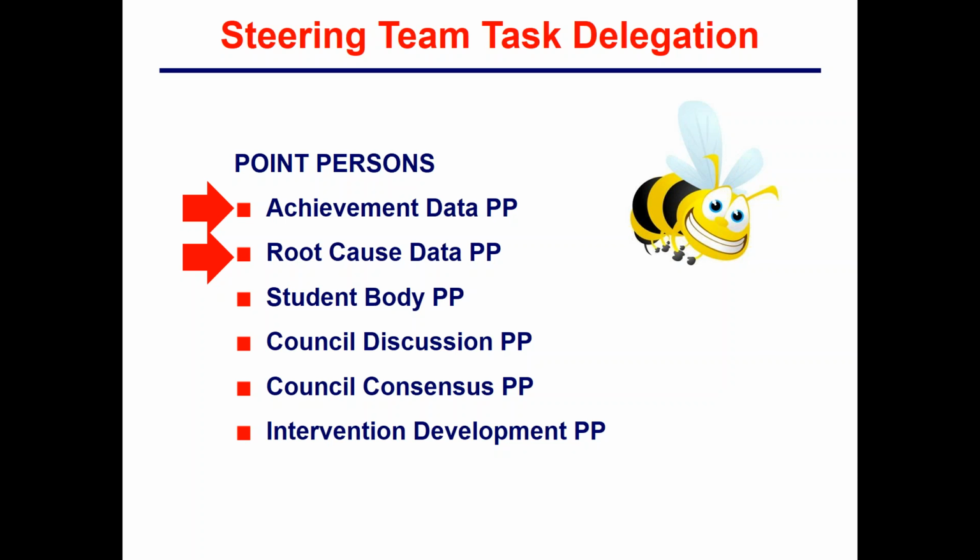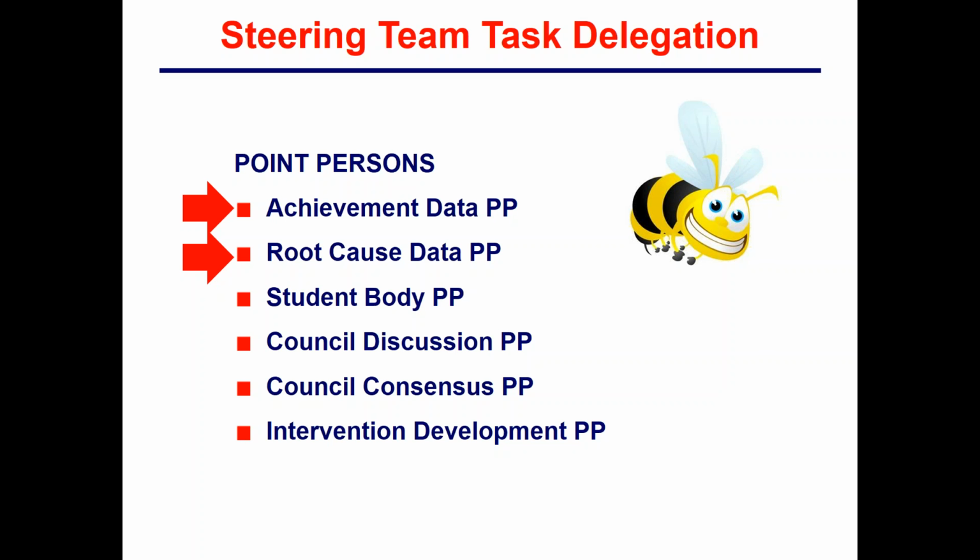I mentioned earlier we have put together a steering team. That step is done, and you've delegated your tasks. So 2 people on your steering team are responsible for collecting the data. One person is the achievement data point person. As we talk through collecting that achievement data, if you're the achievement data point person, make sure that you get it. And the other person is the root cause data point person.